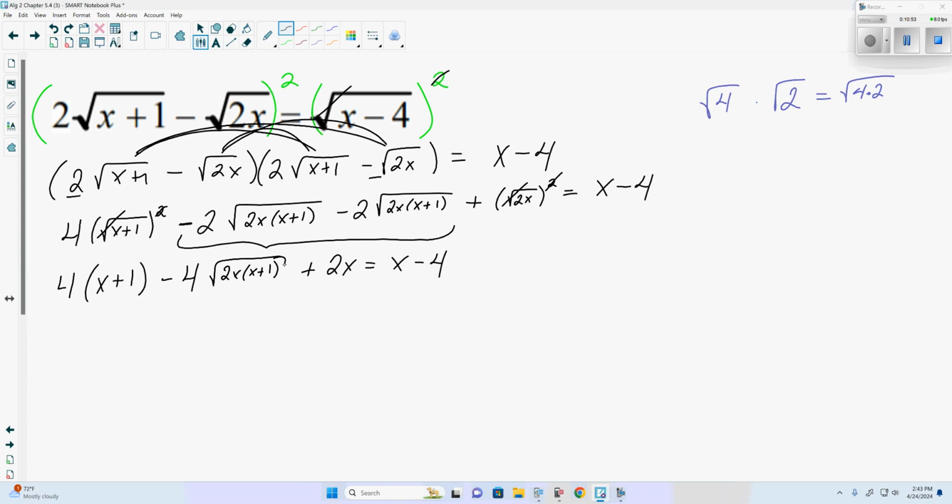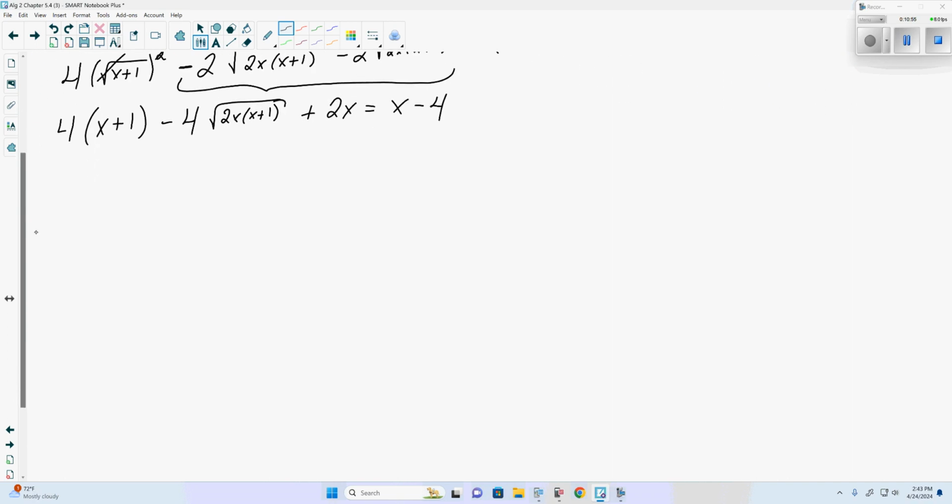All right. Now we need to do some simplifying a little bit, but how many radicals do we have left? 1, so we're going to get it by itself. We have to do a few more steps to get there, but we are going to get it by itself. The first thing I mean by that is we are going to need to distribute that 4 and move things to the other side. 4 times x is 4x, 4 times 1 is 4, minus our 4 square root of 2x times x plus 1, plus 2x is equal to x minus 4.